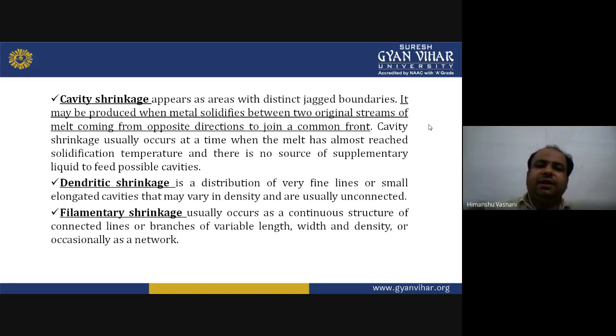Now, dendritic shrinkage is a distribution of very fine lines or small elongated cavities that may vary in density and are usually unconnected.